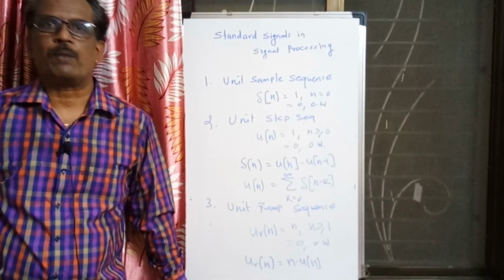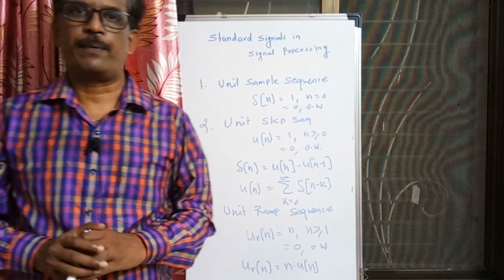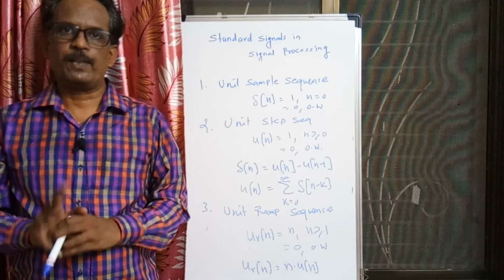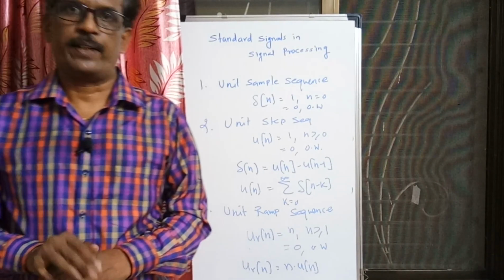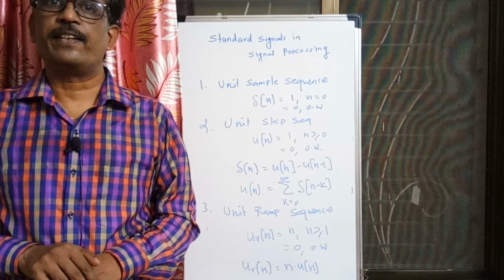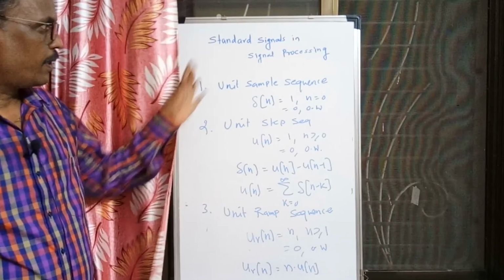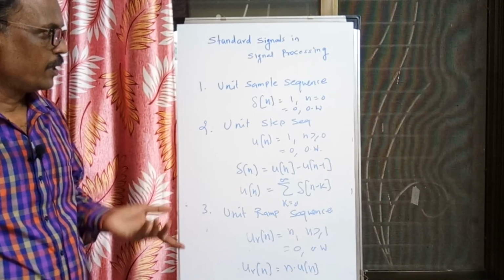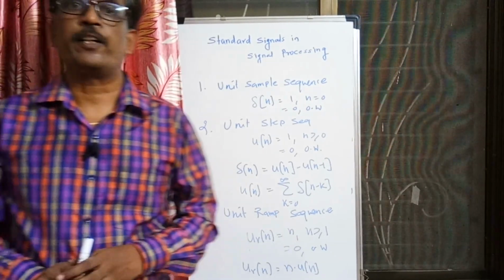So this was about all the standard signals in the discrete time case. Similarly, there are 3 standard signals in the continuous time case, and we will see those in the next video. Let us stop here for the discrete time standard signals. Now we will go for continuous time standard signals.